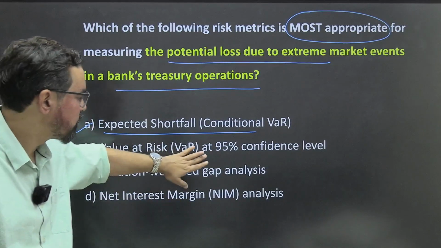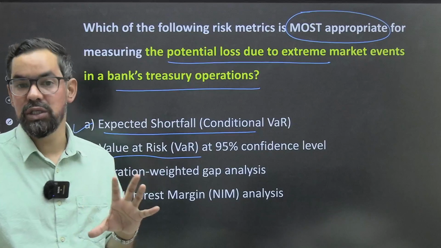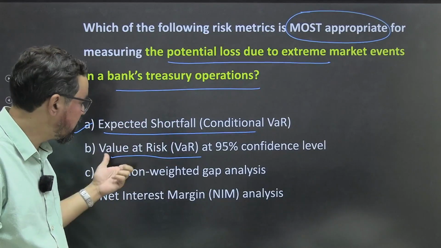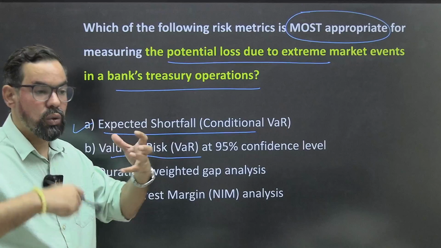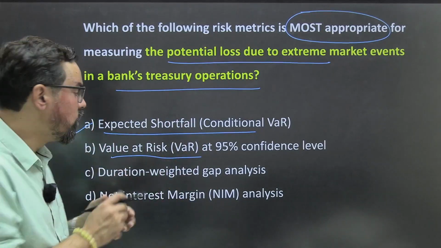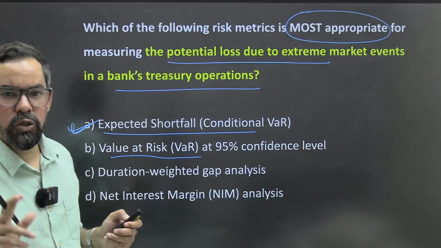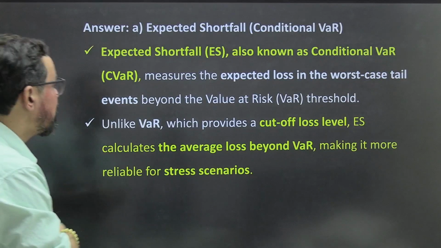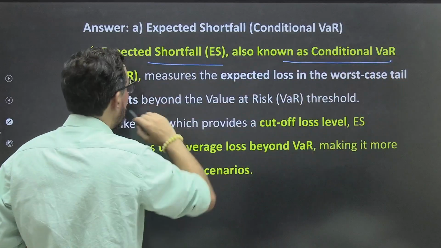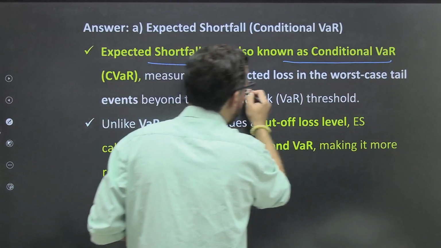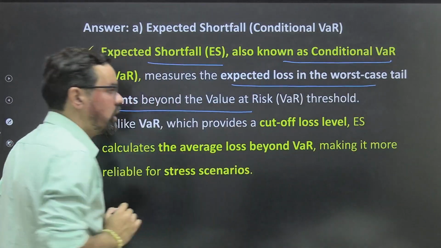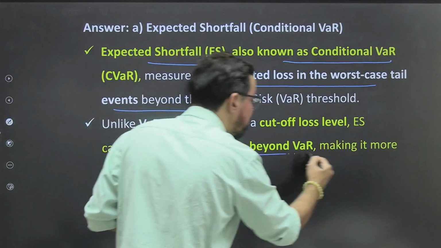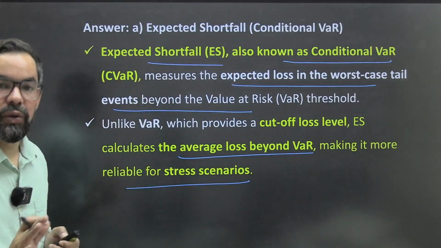So what is VAR generally? Value at Risk is defined for normal market conditions. But in case of expected shortfall, also known as conditional VaR, it applies to those abnormal market conditions also. So it considers them as well. I guess similar types of questions we have discussed in our module B, in the market risk part also. So expected shortfall, ES, also known as conditional VaR, measures the expected losses in worst case tail events beyond the VAR threshold. Unlike VAR which provides a cutoff loss, ES calculates the average loss beyond VAR, making it more reliable for stress scenarios. Okay, so please do remember this one.